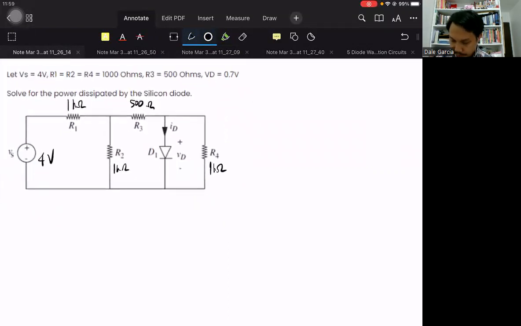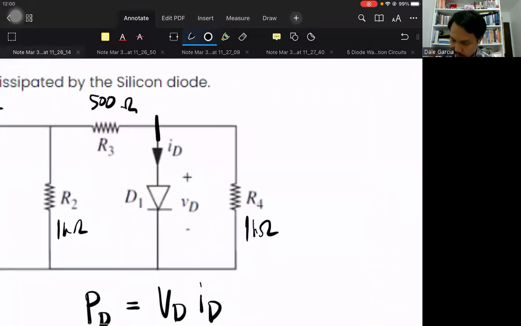This is the formula for it. Power dissipated by the diode is equal to power is current times voltage, right? So VD times ID. VD is 0.7, so we only need ID. How will we find ID? It's this current right here. We can apply KCL at this junction and subtract that current from this current to get ID.